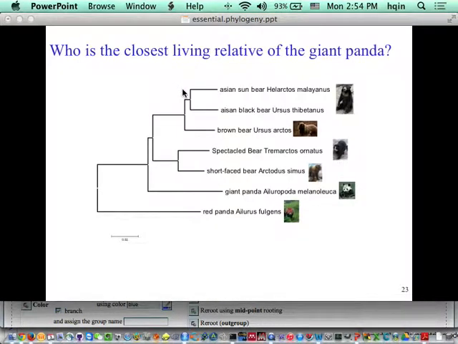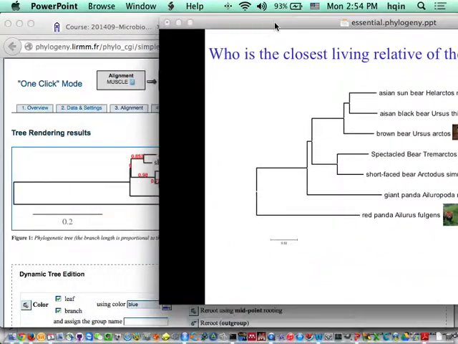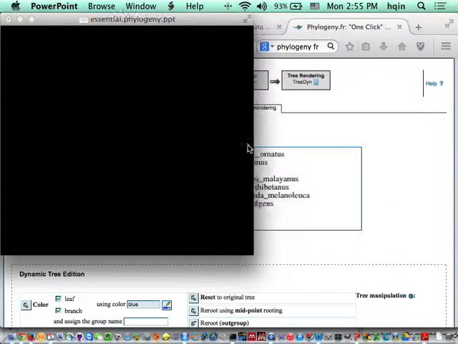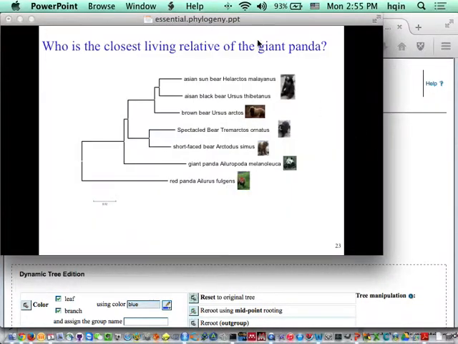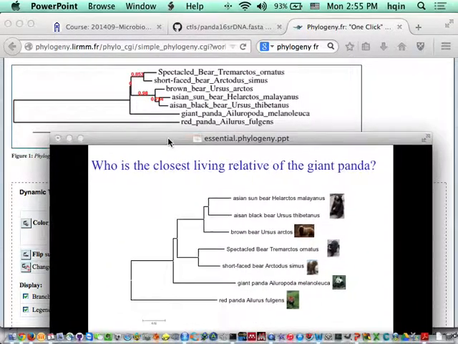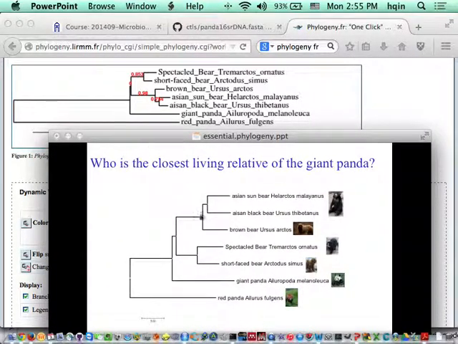Oh, that's actually my own tree, but let me see whether I can... the tree should be this one. Let me see whether they are the same. Can we verify the tree at the top and the tree at the bottom are the same? First look at the outgroup. The outgroup in my tree is red panda. On the top, red panda is also the outgroup.